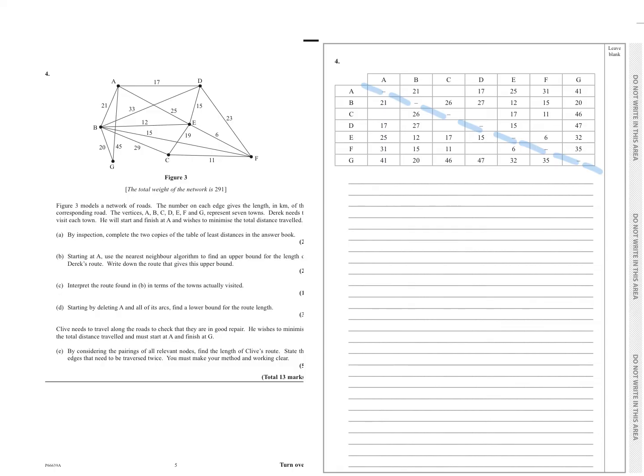So let's do AC first. So from A to C, by inspection, if we have a look, so we could do 17, 15, 19, couldn't we? We could do 25, 19.